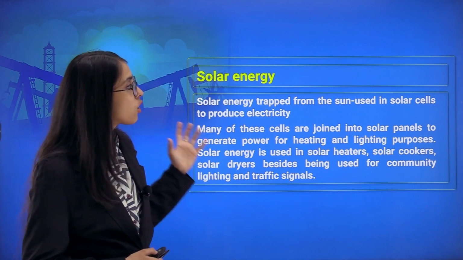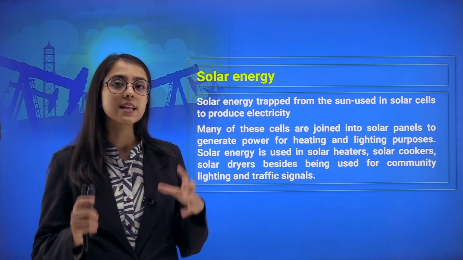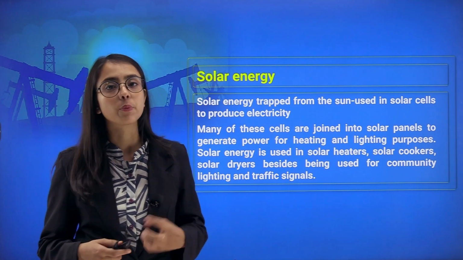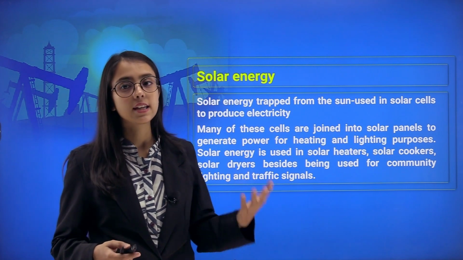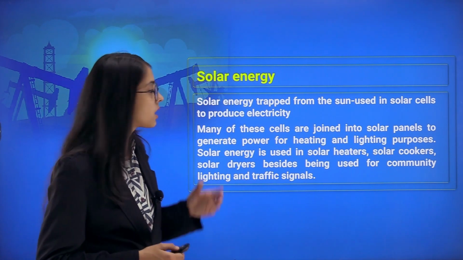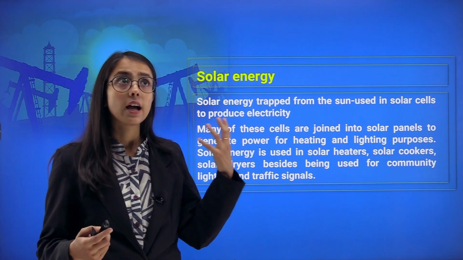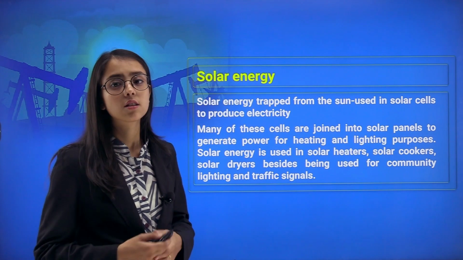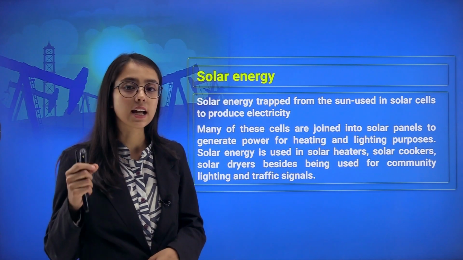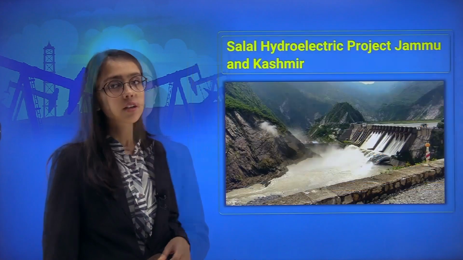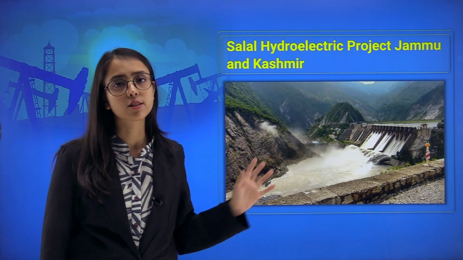In order to do that, we need to establish solar panels, and the cells on the solar panels absorb the heat of the sun. These then generate power for heating and lighting purposes. Solar energy is used in solar heaters, cookers, electricity panels, solar dryers, and nowadays it is also used for community lighting and traffic signals.